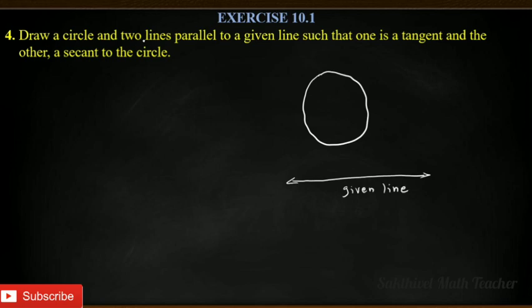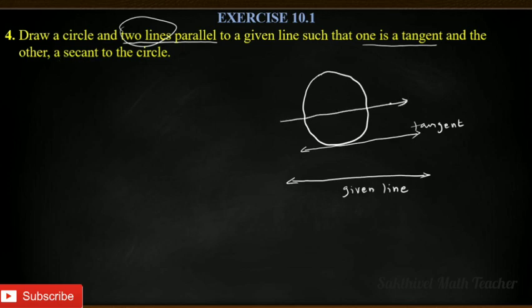They said two lines are parallel, such that one is a tangent. Of the two lines, one is a tangent, so you just draw the tangent. You just write here, this is the tangent. So of the two lines, one is a tangent and the other a secant. Secant, as we know very well, intersects a circle at two points, and after that it goes outside. So this is the secant.